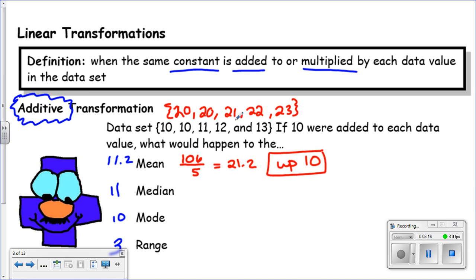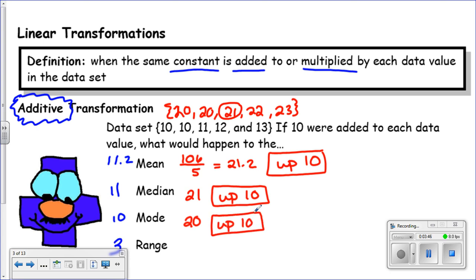Now your median value will be the value in the middle, so the value in the middle here would be 21. If the original was 11 and became 21, then the median also goes up 10. The mode was the value that shows up the most often. If you look at the new set of data, the number that shows up the most often is 20, and again, that goes up by 10. Now the range would be 23 minus 20, which is 3. Interesting, the range stays the same.